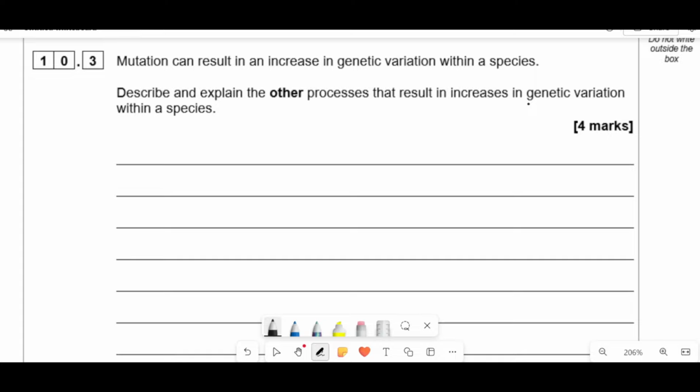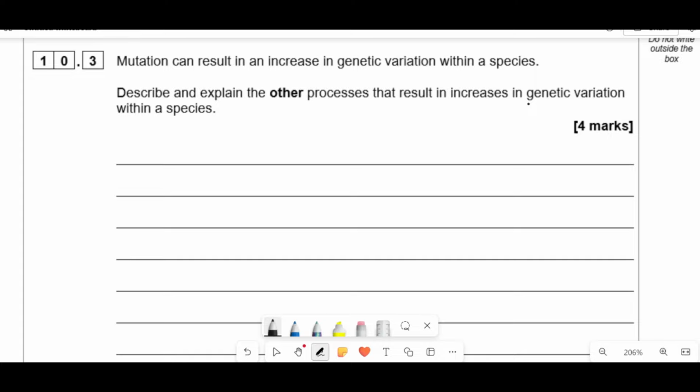Now, a lot of people are talking about non-disjunction. That is a chromosomal mutation. That's a problem where you have failure of the chromosomes to separate, which can lead to extra copies being inherited. For example, Down syndrome, which is 3 copies of chromosome 21. And a lot of people were talking about environmental factors causing genetic variation as well. That's not what this topic's about. Loads of people mix this stuff up.